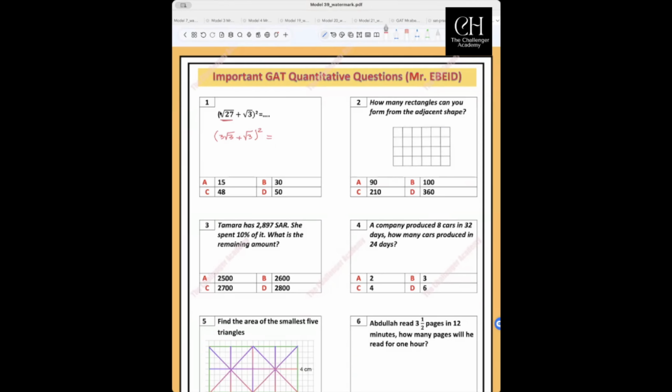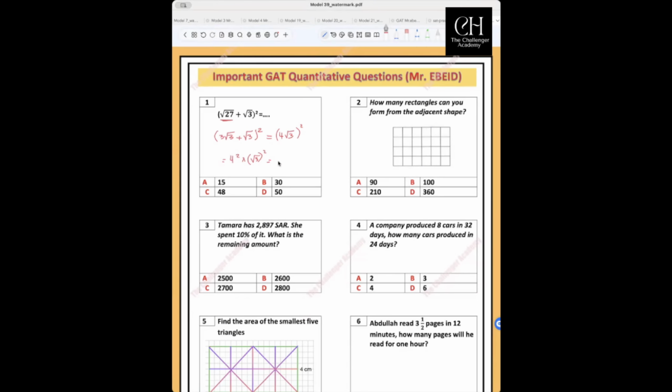You know that we cannot add root 27 plus root 3 directly. You have to change root 27 into 3 root 3. Now we have 3 root 3 plus root 3. It will be 4 root 3 all squared. Then distribute the exponent. It will be 4 squared times root 3 squared.